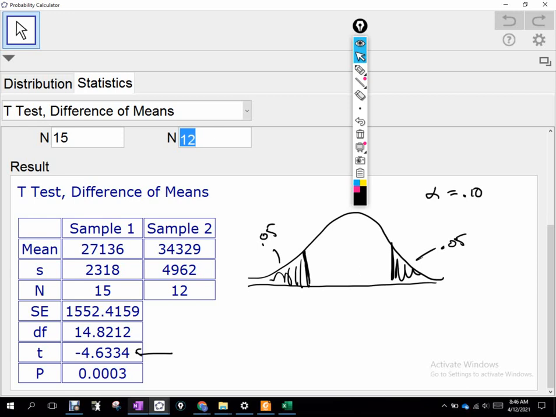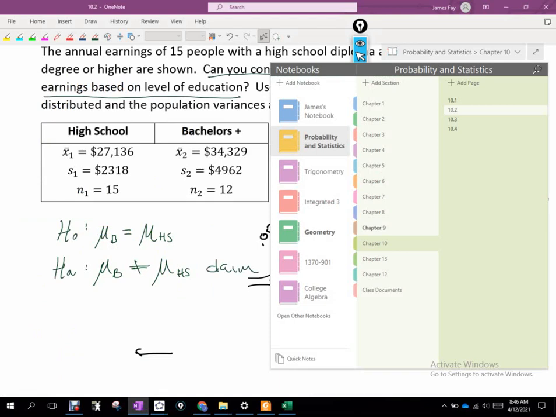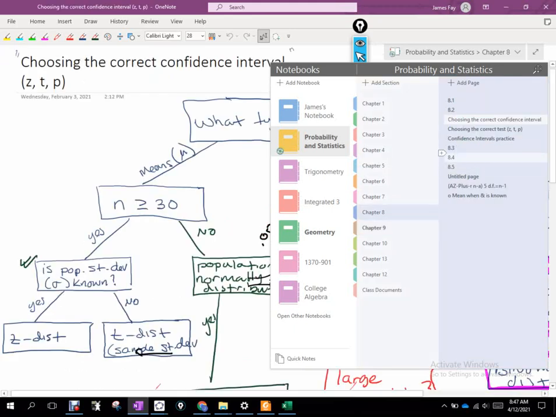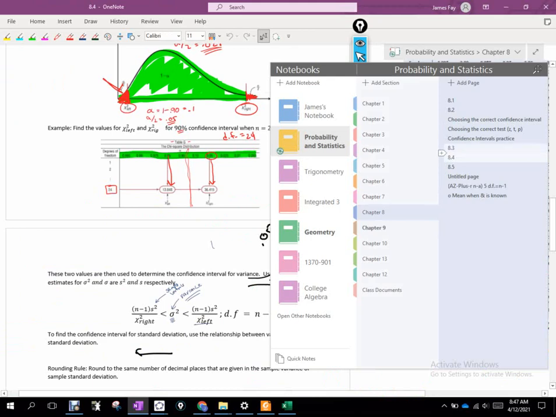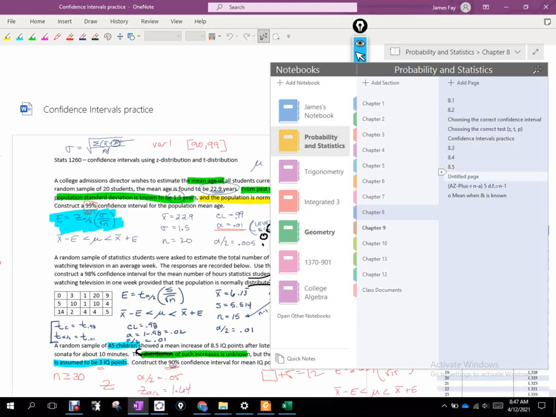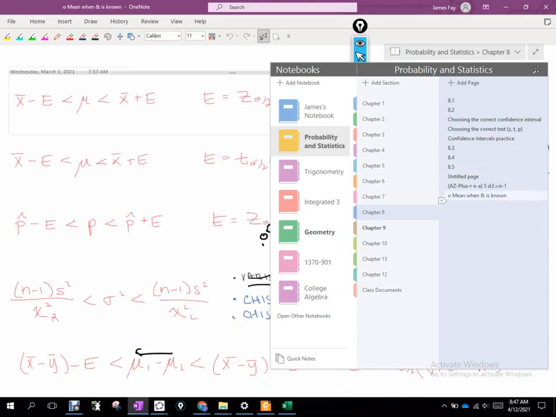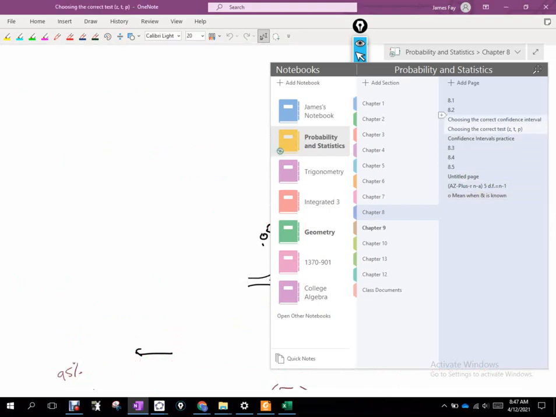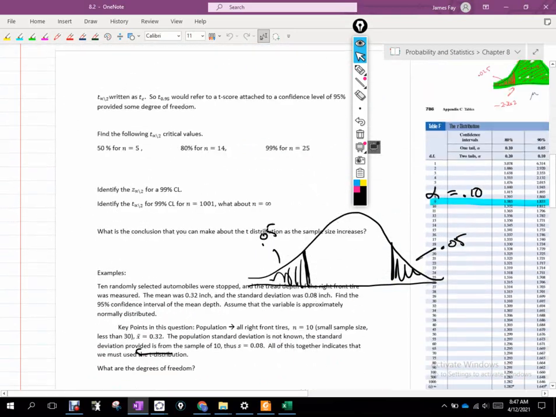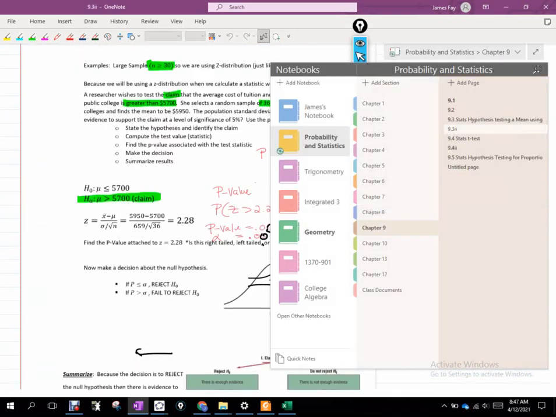This is just the dynamics of using technology in place of the actual formulas. If you remember back in chapter 9, when we did this, I guess it was chapter 8. Find out where that discussion took place. Maybe it was chapter 9.